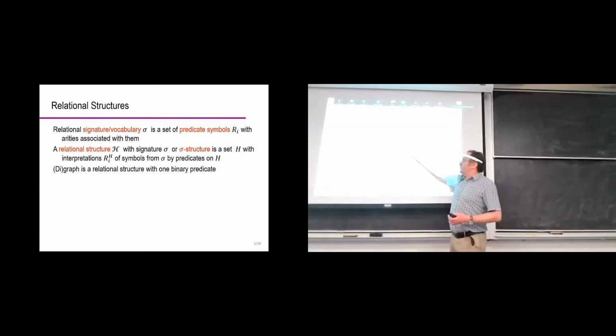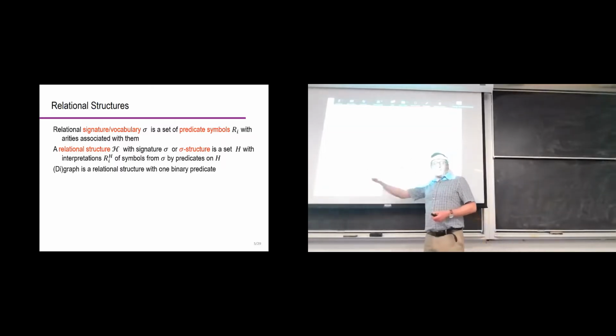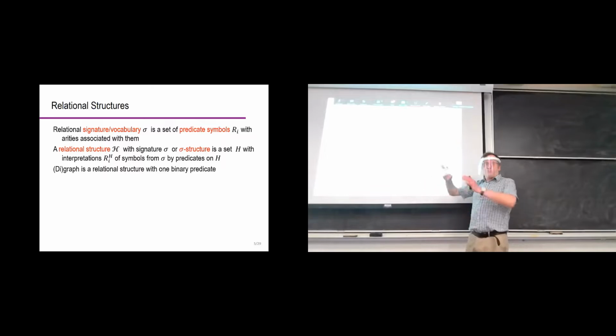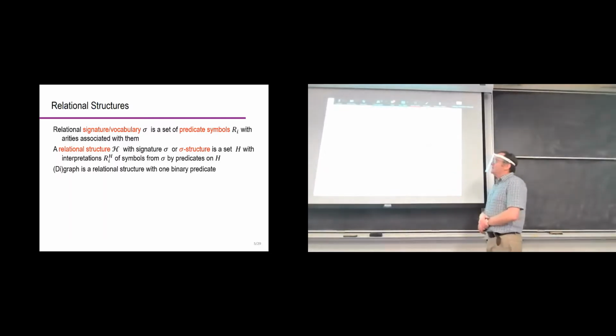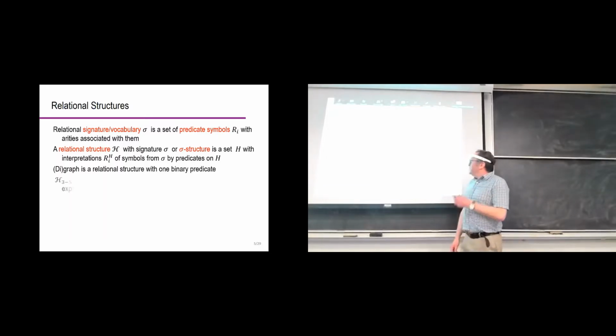So graphs, or digraphs, are just relational structures with one binary predicate, a simple case, and you can add whatever you want. Then you get a relational structure. So that's the idea behind relational structures. And again, I was told that we have a connectivity problem here.